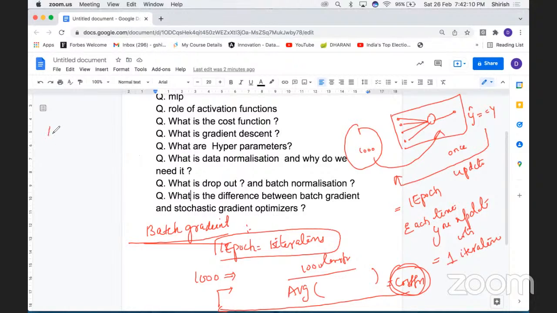So you are not bothered about individual losses. You are only focusing on the total loss, the average of all the losses, which is the cost function. Based on this, you calculate and update the weights.